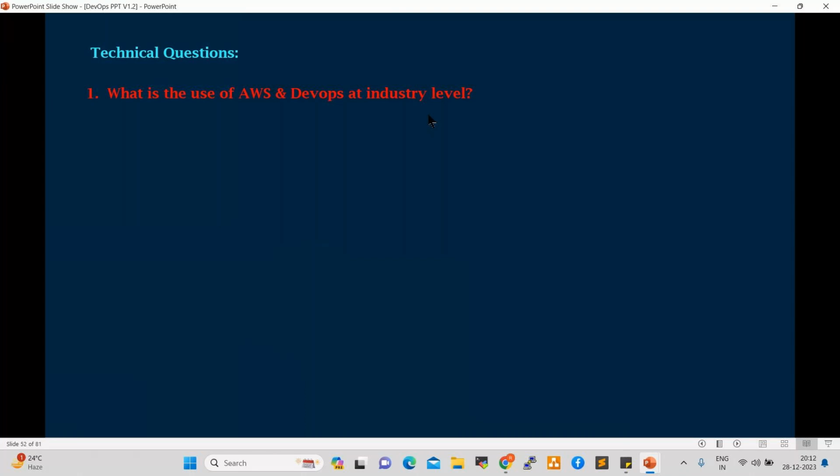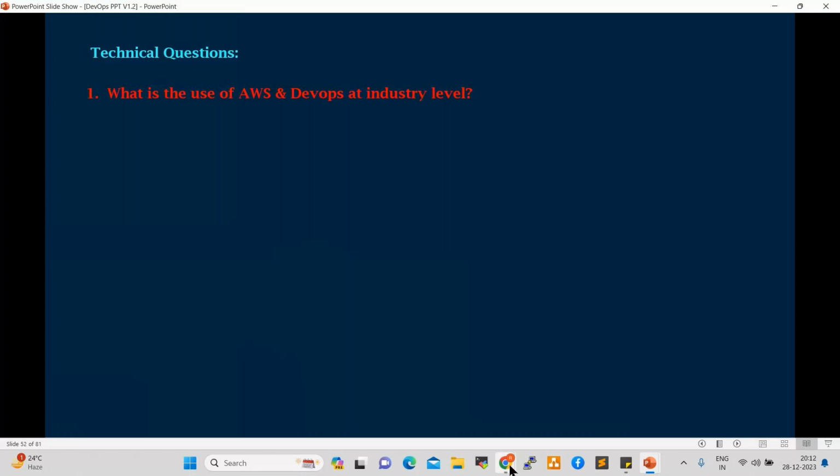That is automation. So here what is happening? Here also time saving, resource costing also will be saved. That is why every project team is using DevOps tools also to automate the activities, to reduce the costing and save time, right? So what is the use of AWS and DevOps at industry level? You understand, right, everyone? Everyone understood, right?